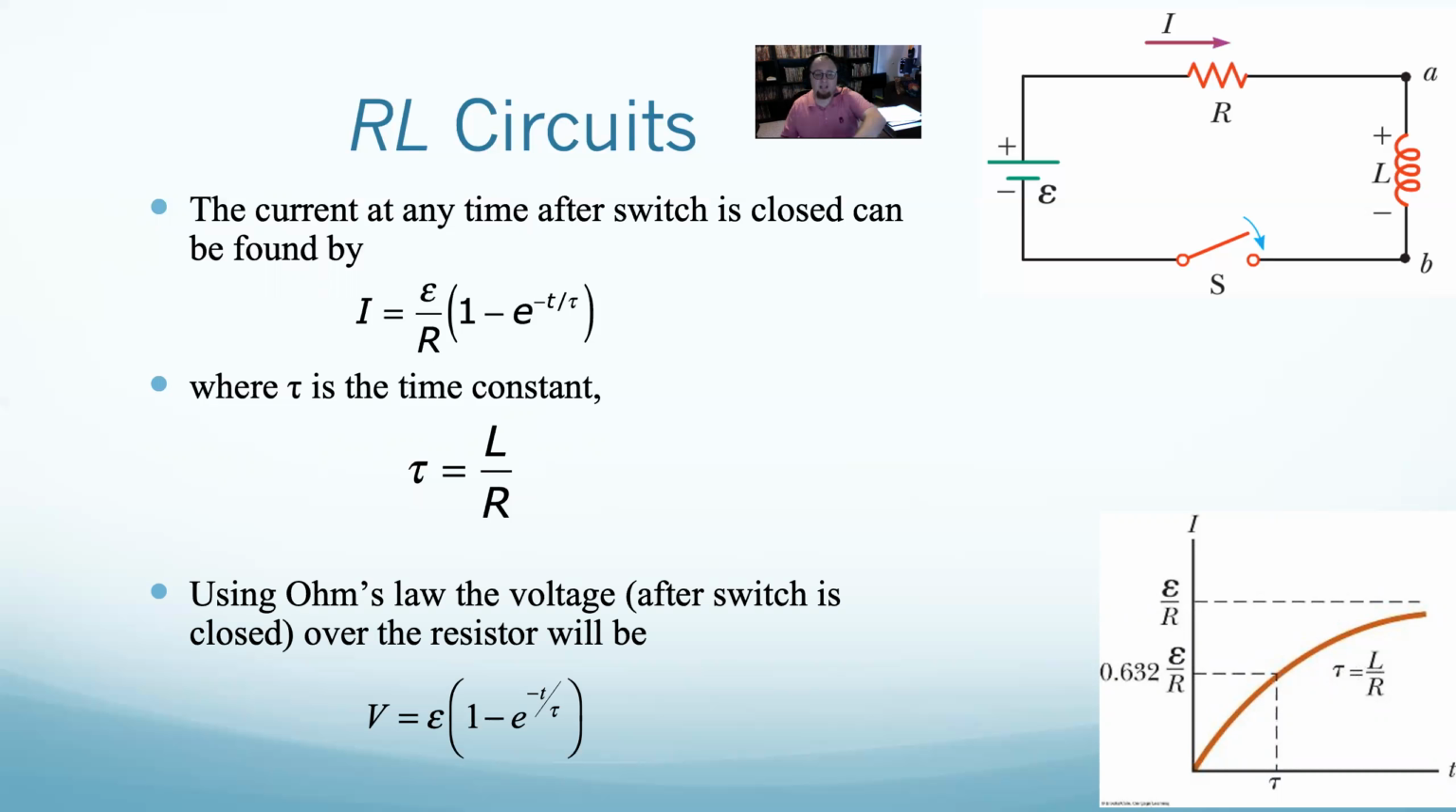Now, that's saying that once we close this, that's how the current and voltage changes over the resistor. It has that max value and then it just stays.